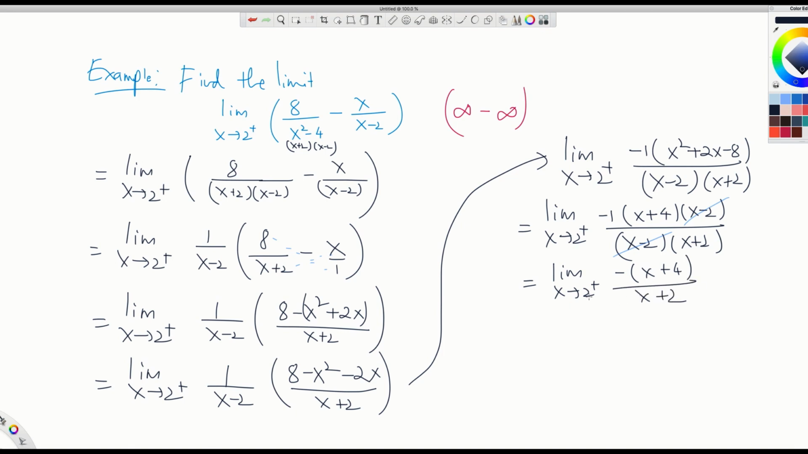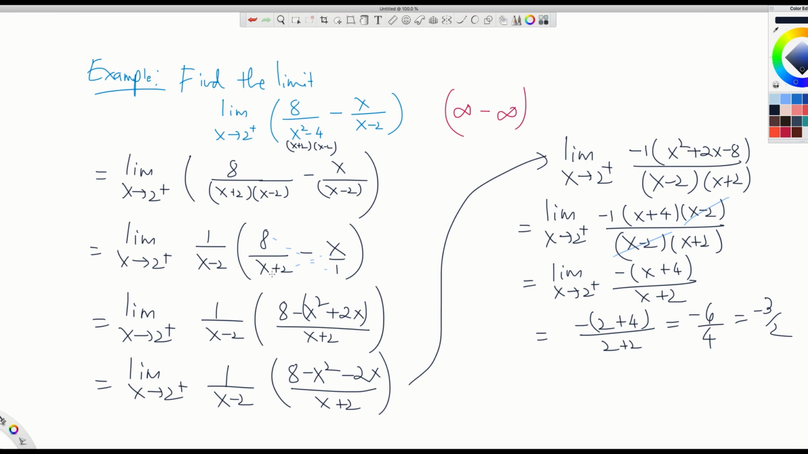Let's plug in the limit. What do you get? If you plug in the limit there, you will get negative 2 plus 4 divided by 2 plus 2. Although it is 2 plus, we just write 2, right? So negative 6 over 4. So the final answer is negative 3/2.